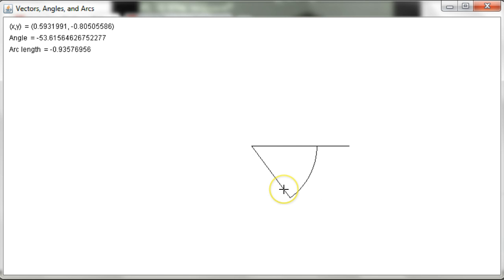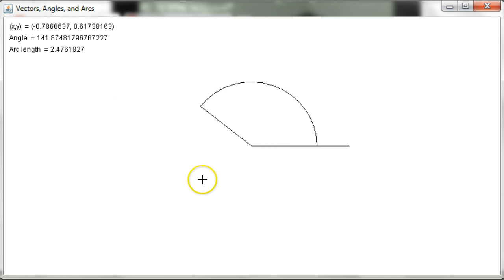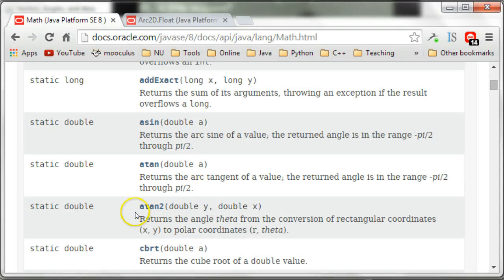arc. If you click below the x-axis, you get an arc that shows up with negative length. So it's considered negative length if you're going clockwise from the x-axis down here. And the angle is also considered negative in this case. But you want to be able to click in all four quadrants. So you have to look and see which one of those arctangent functions makes more sense, and we talked a little bit about that in the videos.